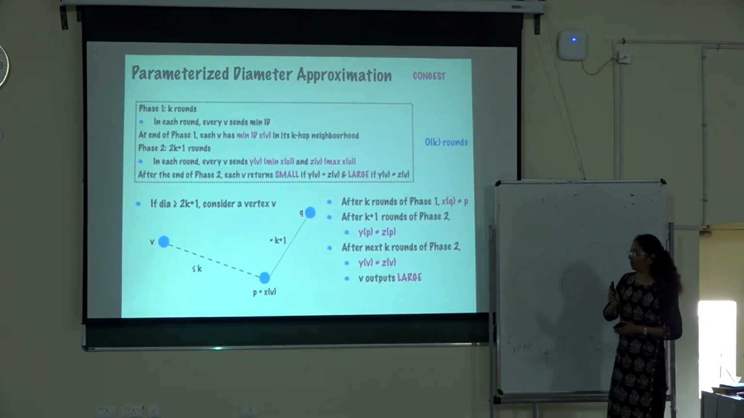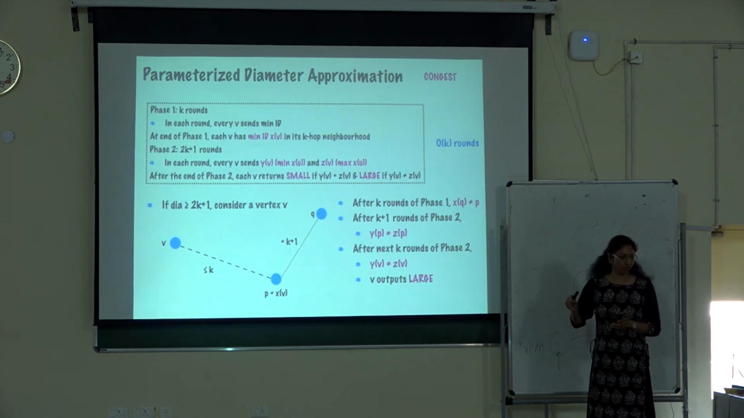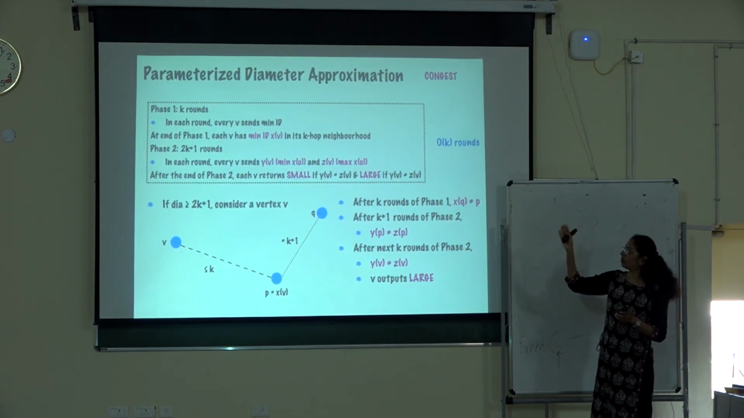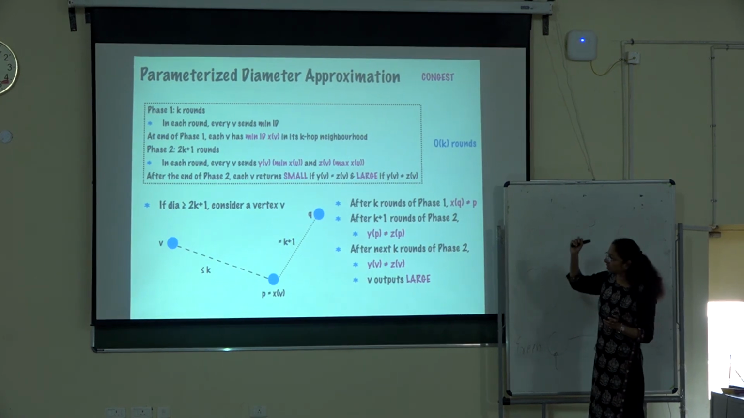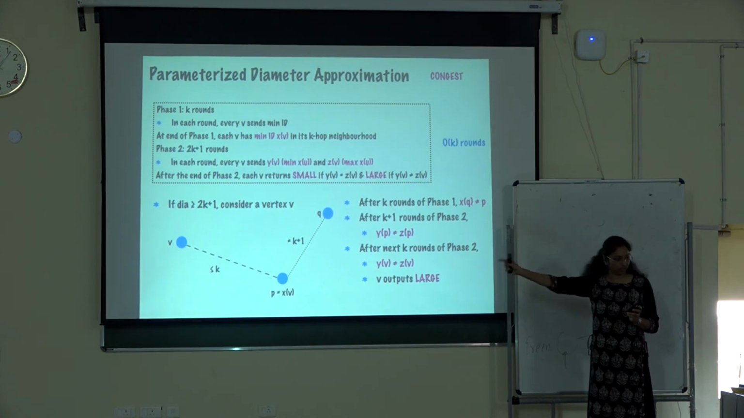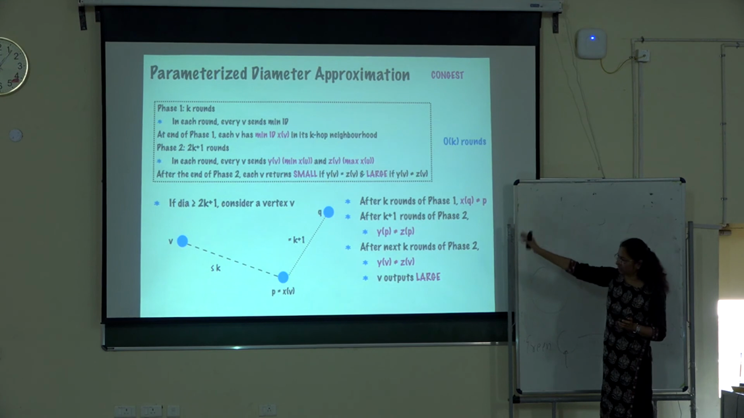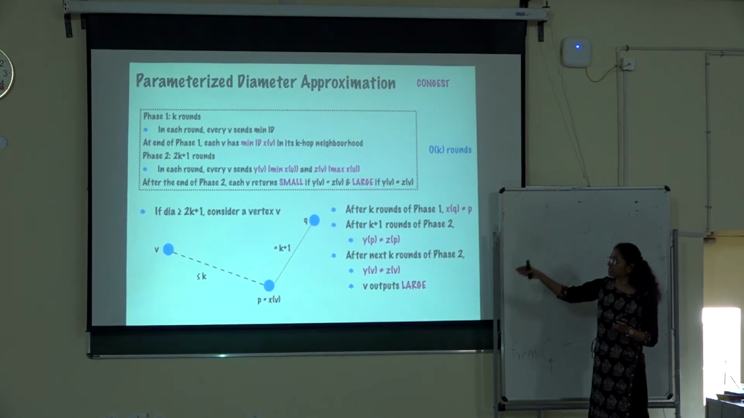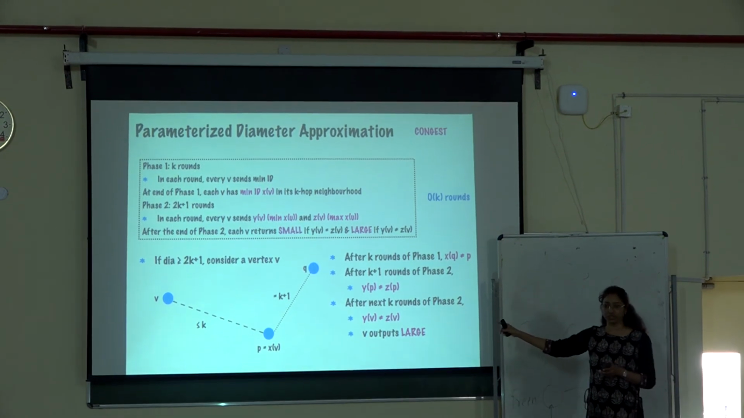So now if you notice, the distance between V and Q is at most 2k plus 1. And we are running the second phase for 2k plus 1 rounds. So the yv and zv that Q has would have propagated to V. V will have that information, because we are running it for 2k plus 1 rounds, and the distance between V and Q is at most 2k plus 1.